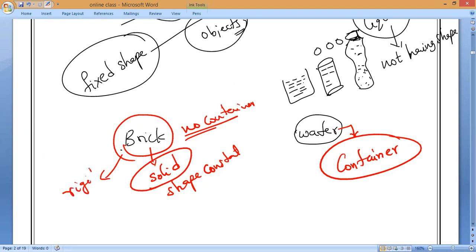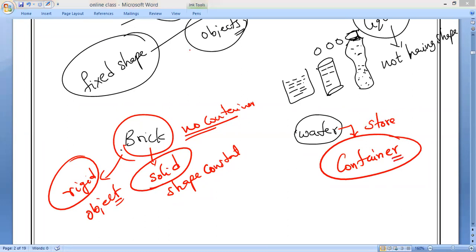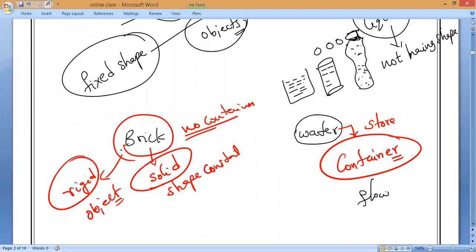That is what we can say. It is which object, guys? Rigid object. Do you understand, everyone? But if you take water, if you want to store the water, we need what, guys? Container. Why do we need a container? Anybody? Because it will flow away, sir. It can flow. Do you understand? It can flow because it does not have any shape.